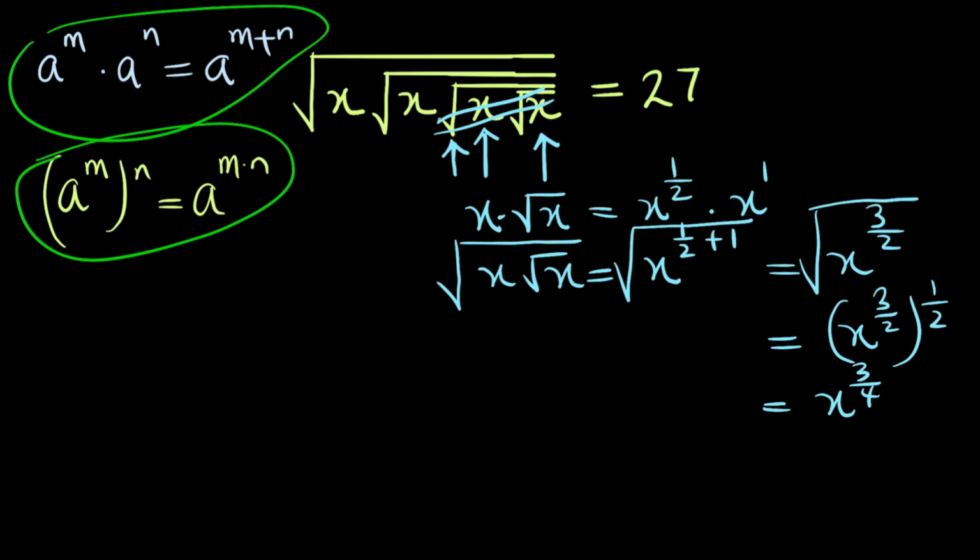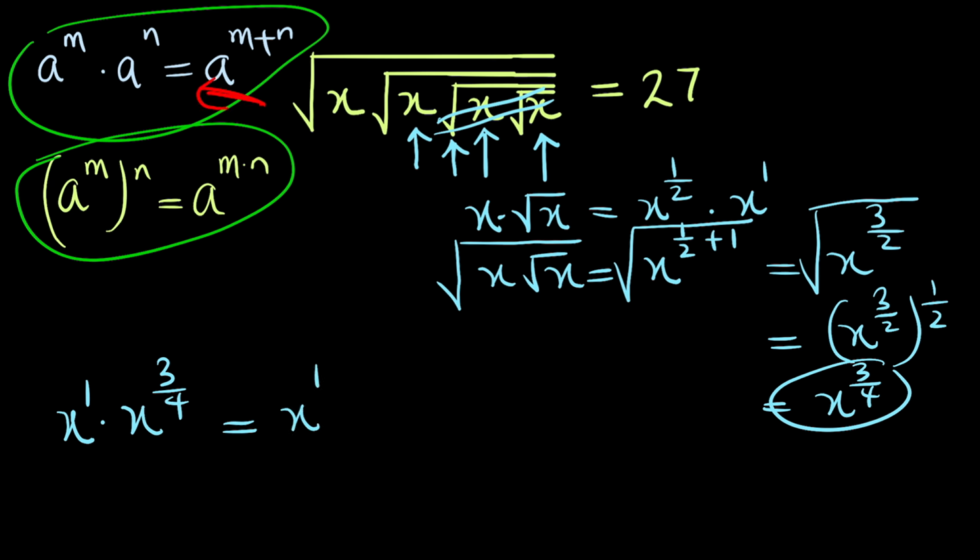Now the next aspect we are moving on to is to multiply it again by x. So we say x times what we just got, which is this, which is x raised to power 3 over 4. This is x raised to power 1, and we apply the first law of indices that we applied, which is this one, and add up the powers, which is x raised to power 1 plus 3 over 4. That will give us x raised to power 7 over 4.